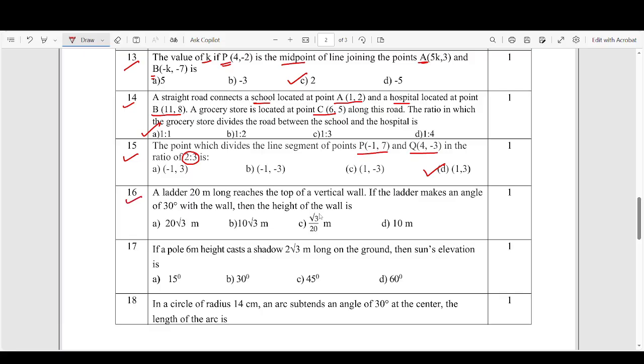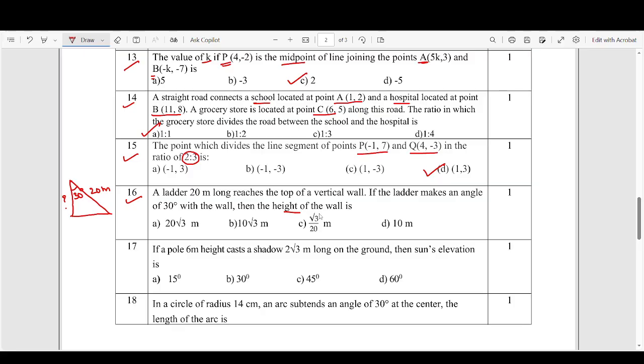A ladder 20 meter long reaches the top of a vertical wall. If the ladder makes an angle of 30 degree with the wall, then find the height of the wall. Now here, suppose this is the wall and this is the ladder. It is written that the ladder is 20 meter long, so this is the length of the ladder, and it reaches the top of a vertical wall. The ladder makes an angle of 30 degree with the wall, so this angle is given as 30 degree. Find the height of the wall. This height we have to find out.